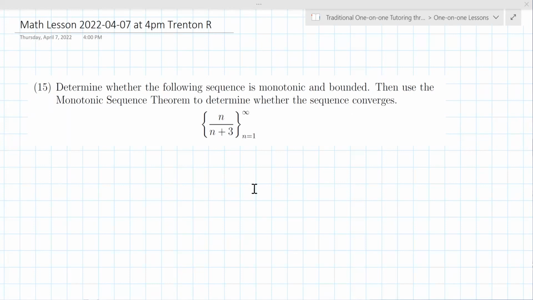Then use the monotonic sequence theorem to determine whether the sequence converges. So again, I'm going to look this one up because I don't have all these off the top of my head.